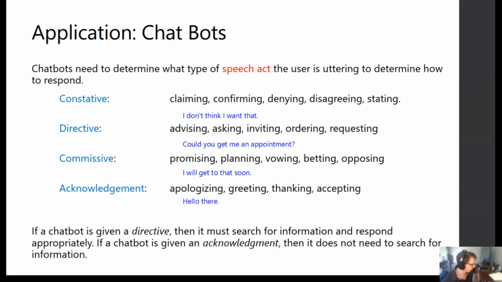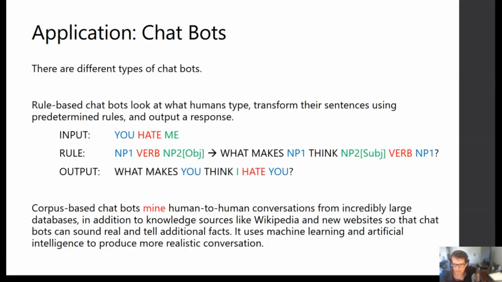There's one more thing that you need to know for the assignment. So I just want to get to that. Rule-based versus corpus-based chatbots. Just because there's one question on this.